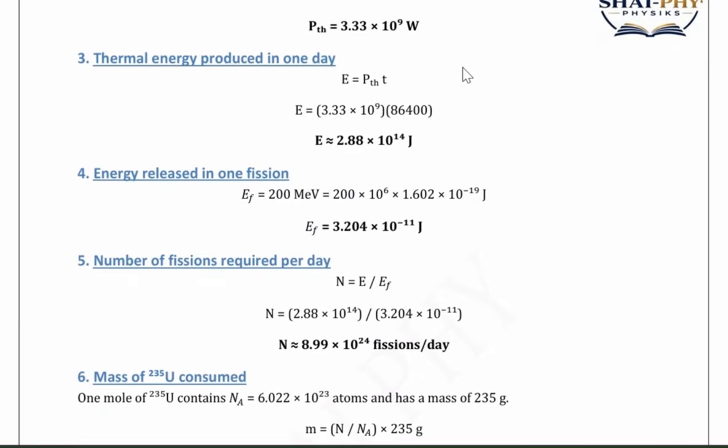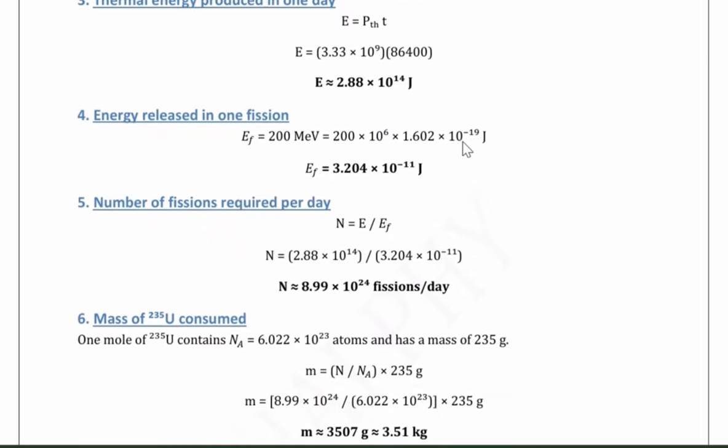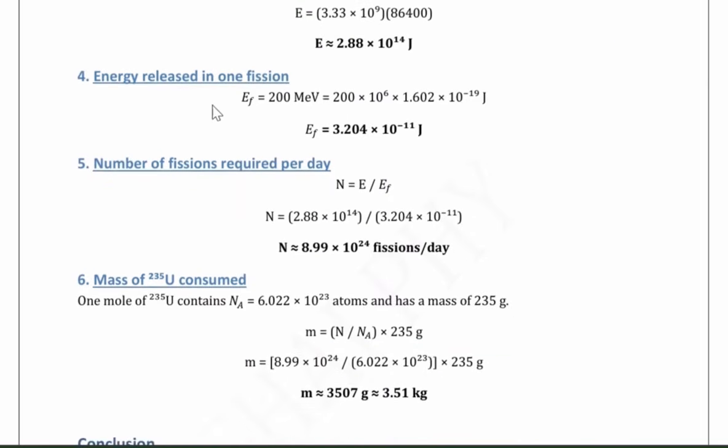Next we find the thermal energy produced in one day. For one day thermal energy, we multiply by the number of seconds, that is 86,400. We get this much energy, which is of the order of 10 to the power 14 joule. Now we convert the energy released in one fission into joule. We get 3.204 into 10 to the power minus 11.